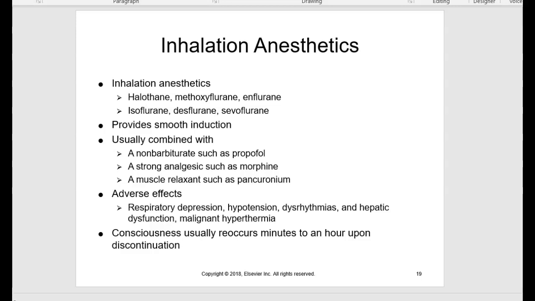Adverse effects: respiratory depression, hypotension, dysrhythmias, hepatic dysfunction, and malignant hyperthermia. If you're not familiar with malignant hyperthermia, go ahead and look up that term so that you're somewhat familiar with it going forward. Consciousness usually returns minutes to an hour after discontinuation of the inhalation anesthetic.